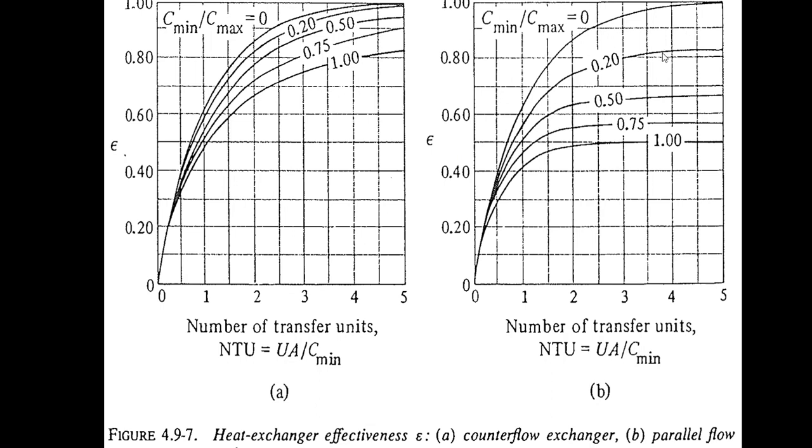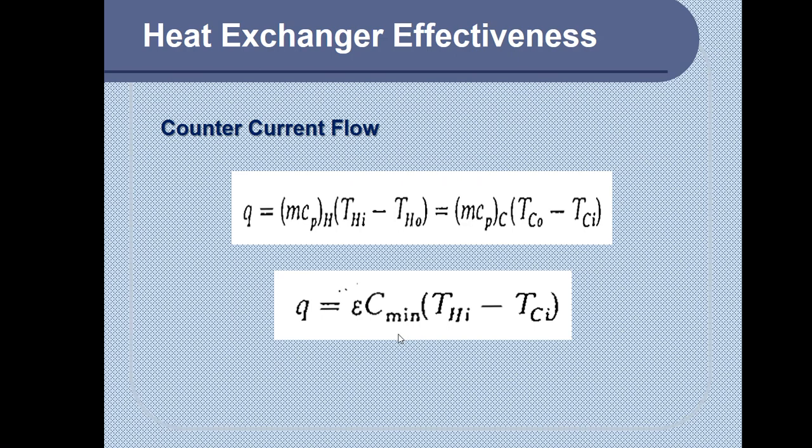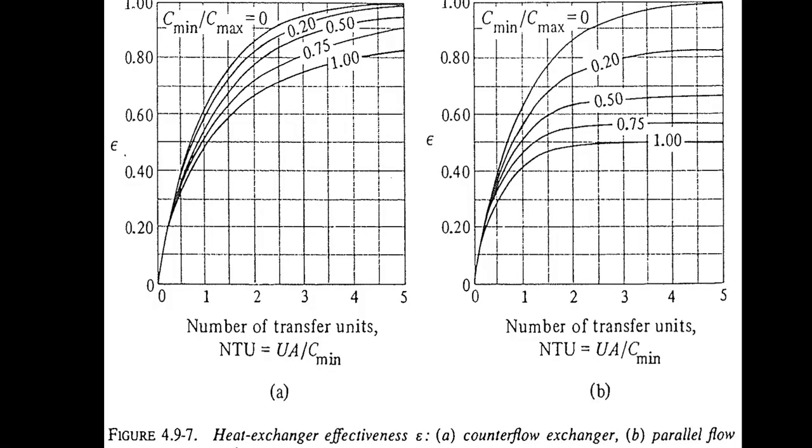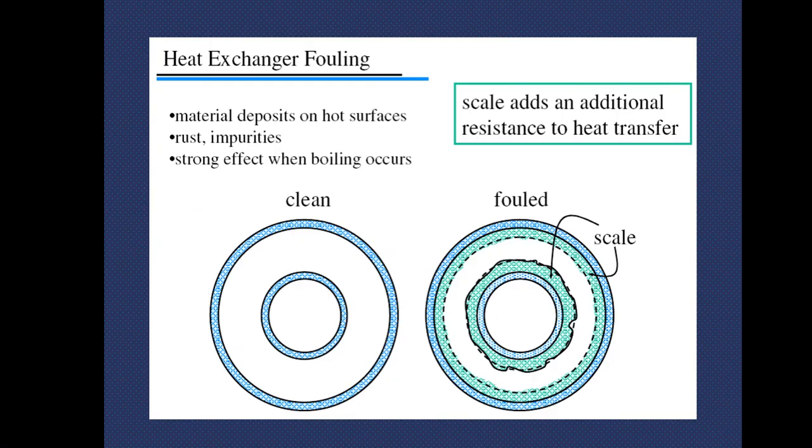The curves are actually equal to C minimum over C maximum. And you have the NTU here, which is the UA divided by C minimum, so that you'll get the effectiveness. Okay? The heat exchanger effectiveness. If you have the heat exchanger effectiveness already, then you can know the rate of heat transfer using the effectiveness method. Now, there is this problem in heat exchangers we call heat exchanger fouling.